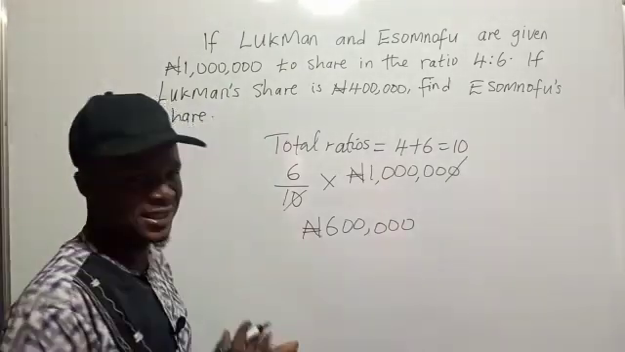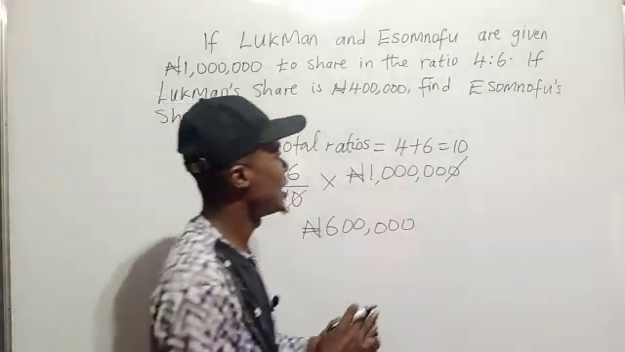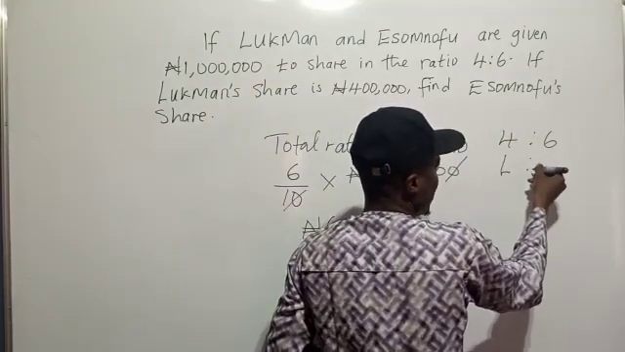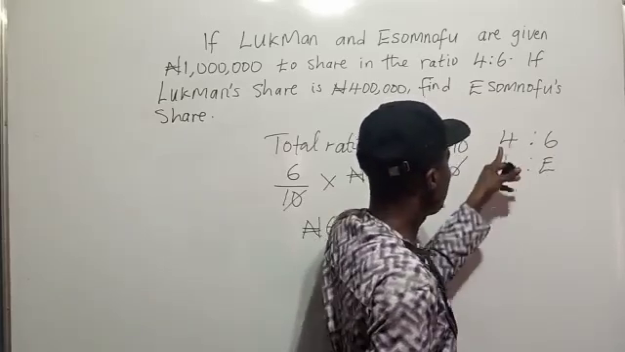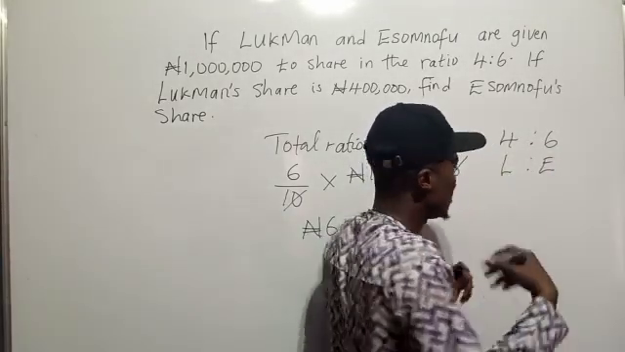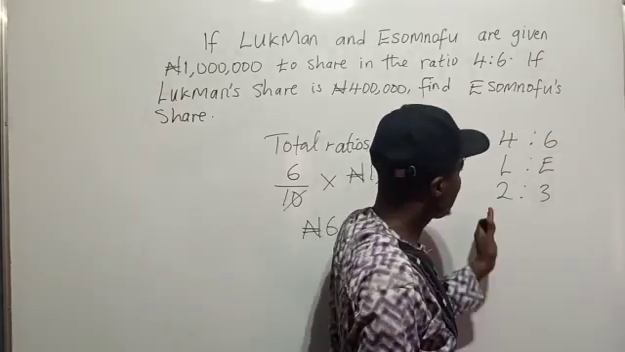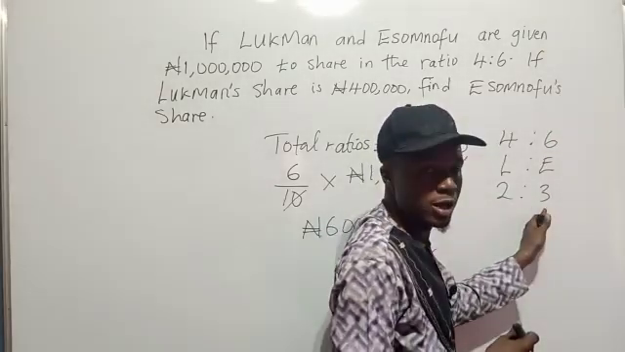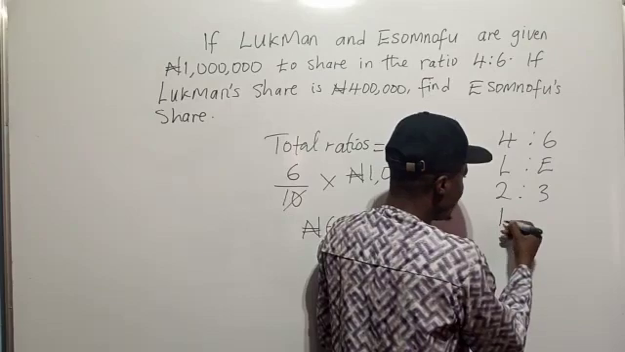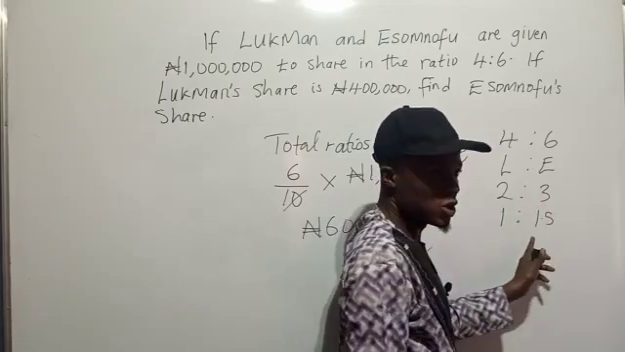You can now see that Esomnof's share is 600,000 naira. If you don't like this means, there is yet another way through which you will solve this particular problem, yet you are arriving at the same answer. Now, the ratio is 4:6, which means Lukman is to L, then Esomnof is to E. It implies that to every 4 Lukman receives, Esomnof will receive 6, which can be reduced to 2:3, that is dividing both of them by 2. Now, to every 2 Lukman receives, Esomnof will receive 3. If I like, I can break down again by dividing both of them by 2. So if Lukman receives 1, Esomnof will receive 1.5, because 2 divided by 2 is 1, 3 divided by 2 is 1.5.